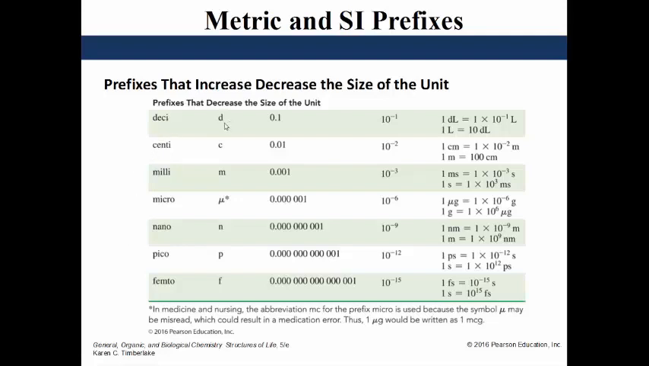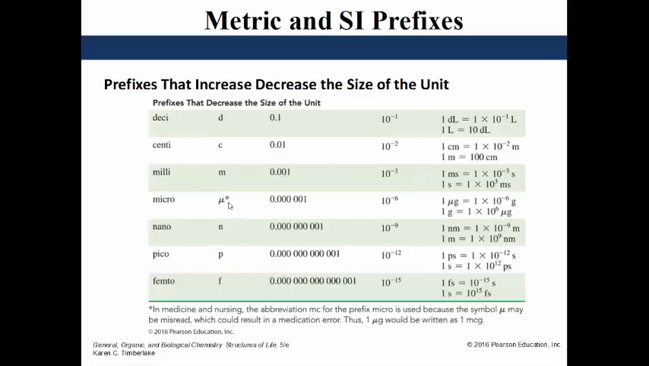Deci, lowercase d, that means a tenth. Deci, think of decade, there are 10 years in a decade. That's how you get to 1/10, or 10 to the negative 1. Centi, lowercase c, 100th, or 0.01, or 10 to the negative 2. Milli, 1,000th, 0.001, or 10 to the negative 3.